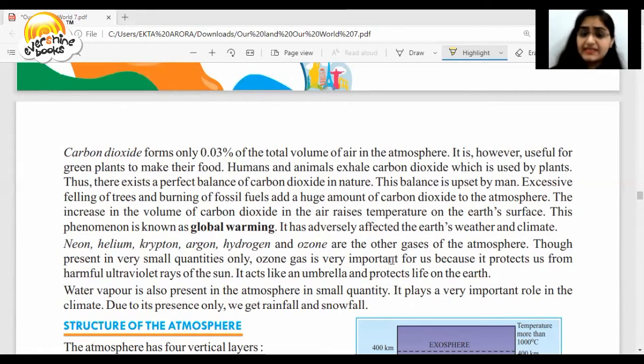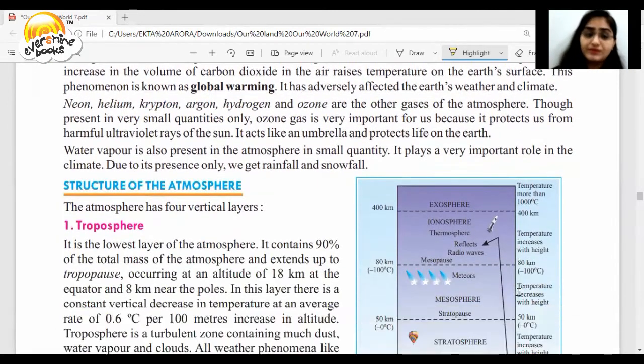Neon, helium, krypton, argon, hydrogen and ozone are the other gases of the atmosphere. Though present in very small quantities only, ozone gas is very important for us. Why? Because it protects us from what? Ultraviolet rays of the sun, which are very harmful. It acts like an umbrella and protects life on Earth. Water vapor is also present in the atmosphere in small quantities. It plays a very important role in climate due to its presence only. We get rainfall and snowfall.